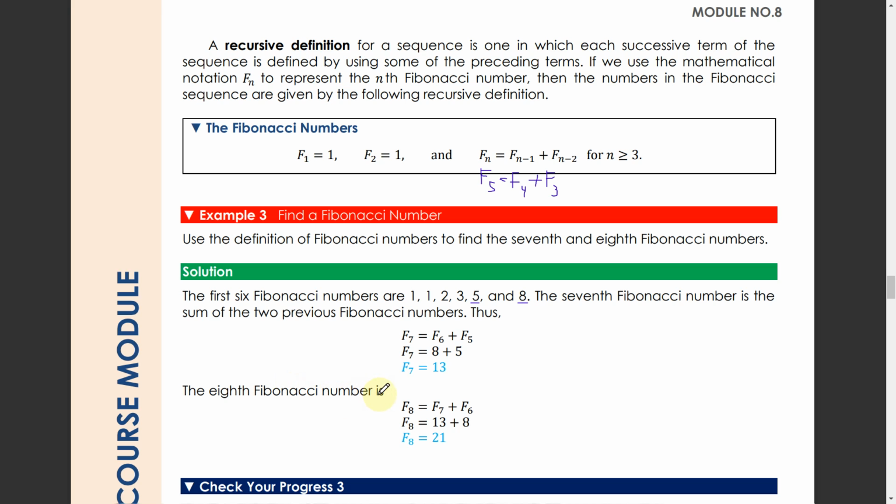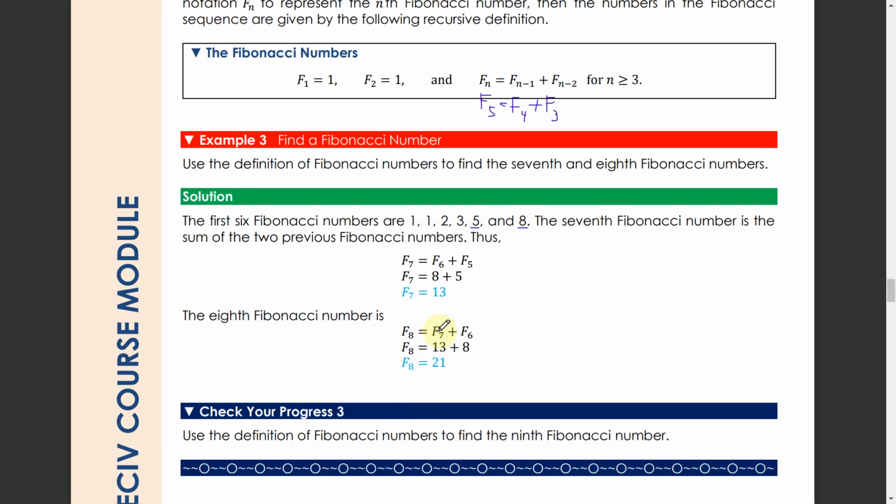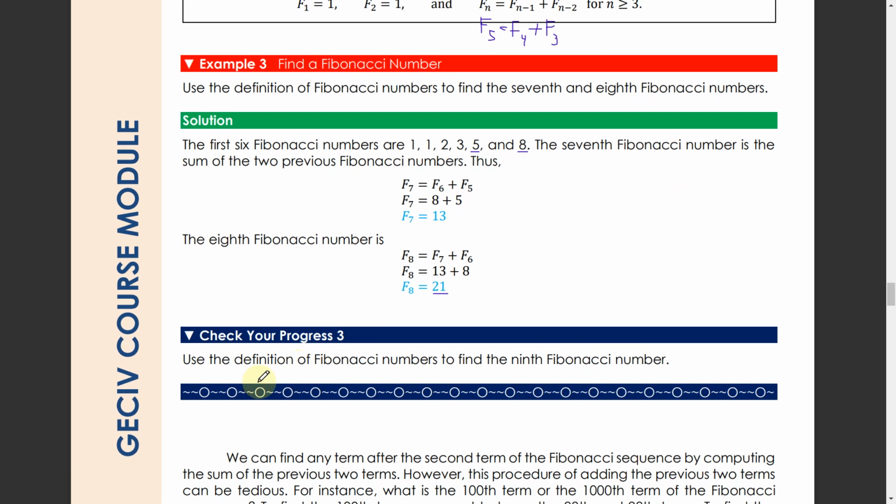The 8th Fibonacci number is, what is the 8th? It is just F7 plus F6. So your F6 is 8, your F7 is 13, so 13 plus 8 is equal to 21. Okay, you try this on your own. Find the 9th term of the Fibonacci number. The 9th. It is just next to this. Okay?